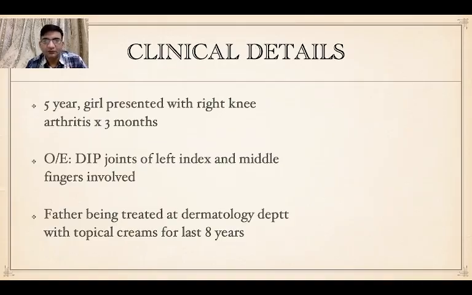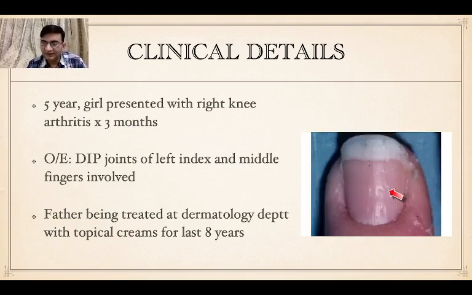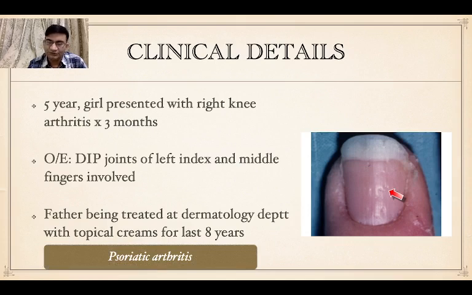Moving to the next case, a 5-year-old girl presented with the right knee arthritis, which is there for 3 months. So a young girl, right knee arthritis. On examination, it was also seen that distal interphalangeal joint of left index and middle fingers were involved. Father was being treated at dermatology department with some topical creams for last 8 years. So the characteristic feature that we see in this case is involvement of distal interphalangeal joints, which is often not seen in any other kind of arthritis. And we must have a look at the nails of such children to look for this finding, which is nail pitting. So this is classical psoriatic arthritis.